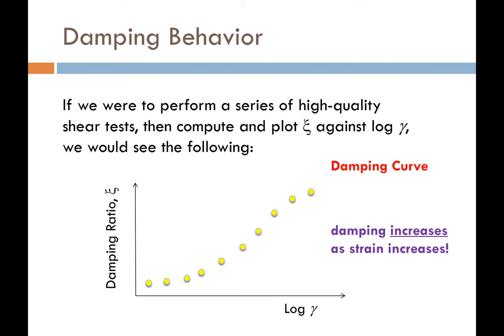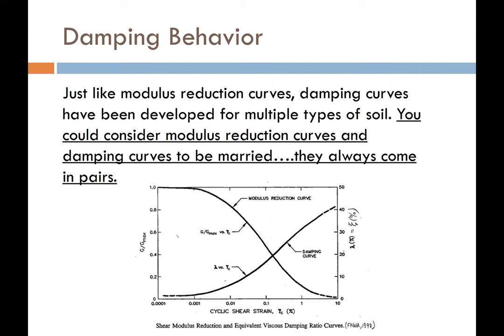So you can see with increasing strain, the damping of the soil also increases, and it becomes more efficient at burning energy with every cycle. Just like modulus reduction curves, damping curves have been developed for numerous types of soils. You should always consider modulus reduction curves and damping curves together. Think of them like being married, or in pairs. You can't have a modulus reduction curve without a damping curve.